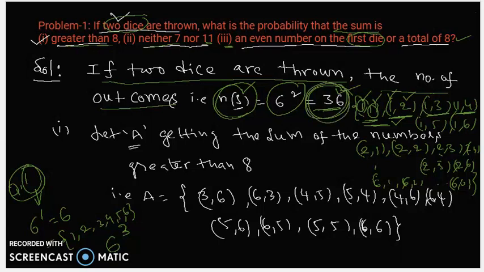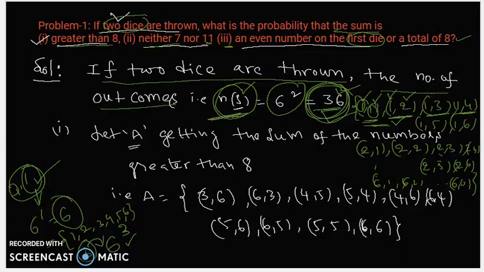So exhaustive cases vary from experiment to experiment. So what are the exhaustive cases? If 1 die is thrown, there are 6 exhaustive outcomes, meaning 6 exhaustive elements or events. If 3 dice are thrown, then the number of exhaustive cases are 6 cubed. Exhaustive cases means the number of elements in the sample space. That is the notation n of s.